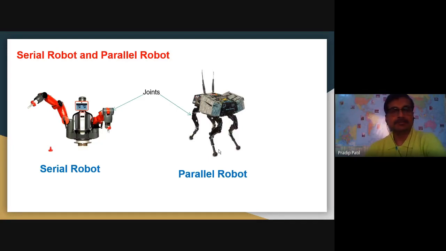We will look at the robot in two ways. That is, one is a serial robot and another is a parallel robot. In case of serial robot, as you can see here, the links are connected in series and the last link is open-ended. So it is not connected to any other element. So this is a serial robot. Whereas in parallel robot, the links are connected in a way that a platform or a shoe is connected to all the links and all the links are actually parallel to each other.